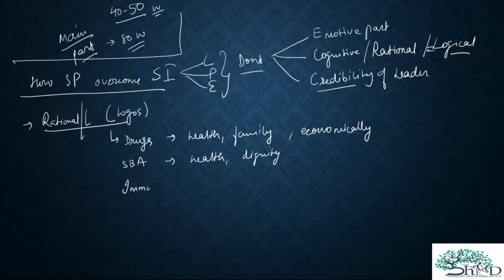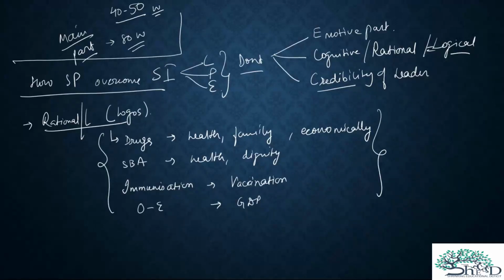What else? Immunization, logic given behind vaccination, that it protects your child from future illness. What else? Odd-even scheme, okay, data given about the health effects and the GDP and so on. So such things where logic is given, okay, to make people understand the benefits. So this is mostly given to intellectual people, okay, you don't need to write that, but I'm just telling. So basically we have discussed that it affects the intellectual people most, okay.